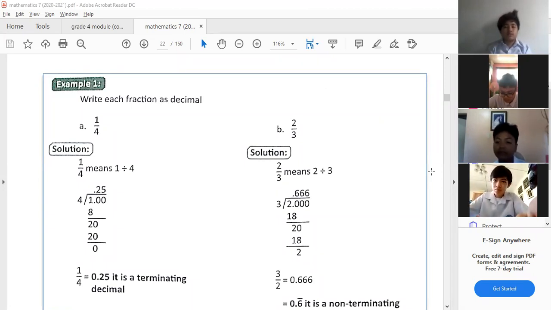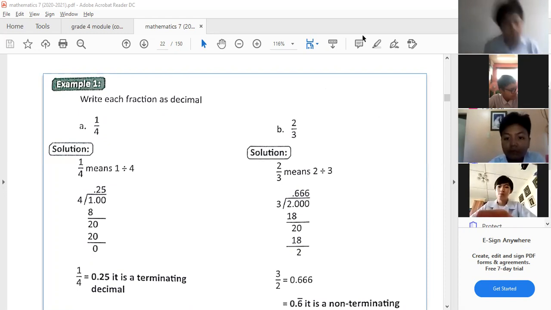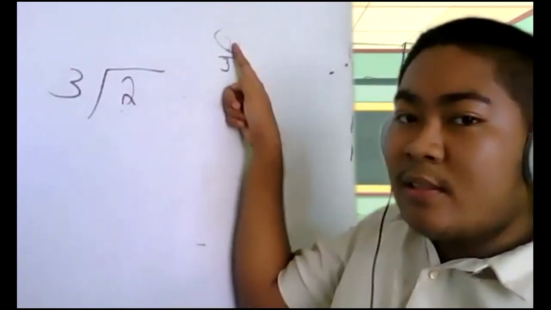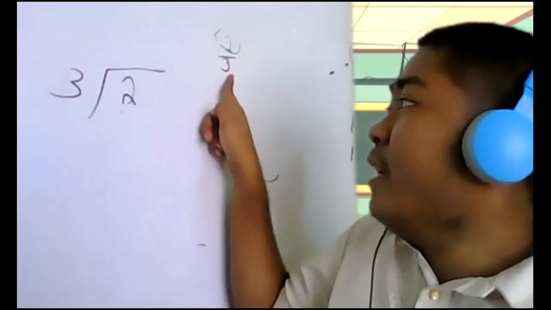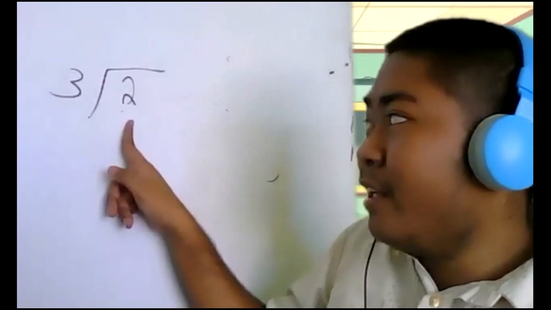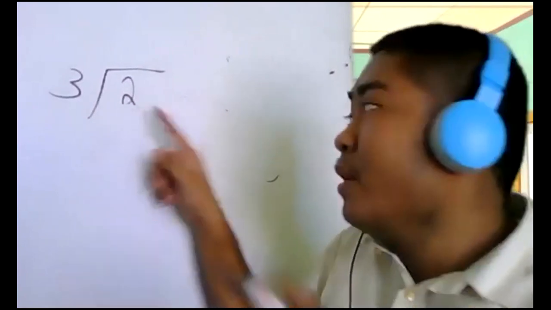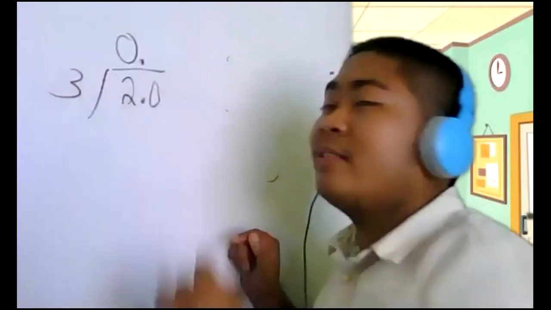Let's try this one. Letter B, we have 2/3 or 2 divided by 3. Earlier, with 2/3, the numerator went inside, to the dividend, and the 3 in the denominator went to the divisor. So that is 2 divided by 3. Since the one inside is too small, we need to add a point and a 0. Here is our point. Start with 0.